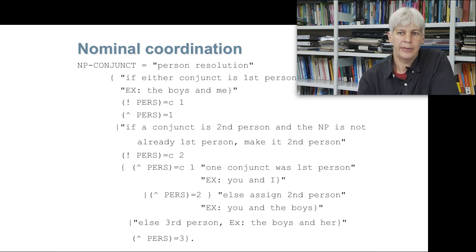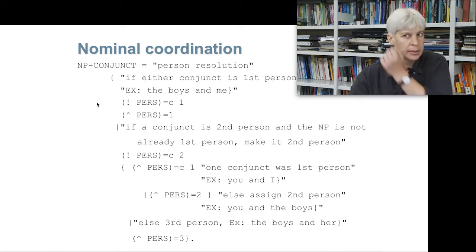Okay, then on top of that, there's a template here called NP conjunct, which is also called. And what this does is it does person resolution. This could be more or less complicated across languages. For English, this seems to work. What you do is you say if either conjunct is first person, the NP is. So for example, the boys and me.